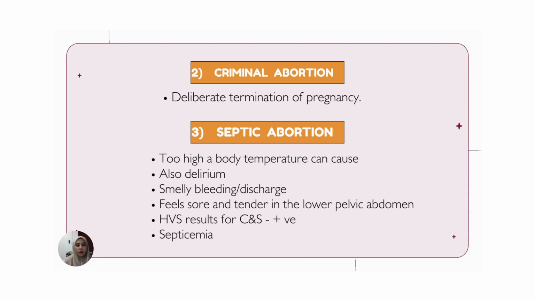The second category of induced abortion is criminal abortion, which is deliberate termination of pregnancy. The third category of induced abortion is septic abortion, which presents with a high body temperature, delirium, smelly bleeding or discharge, soreness and tenderness in the lower pelvic abdomen, a positive high vaginal swab culture and sensitivity result, and the patient having septicemia.